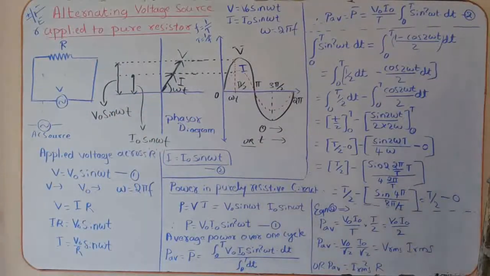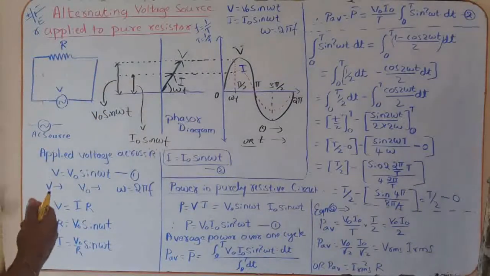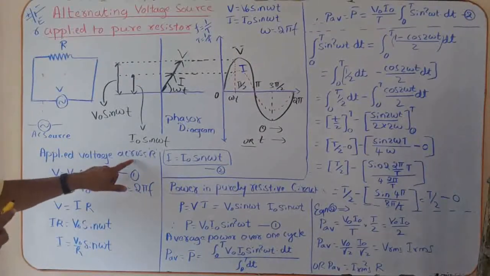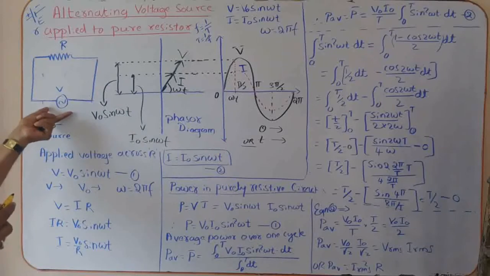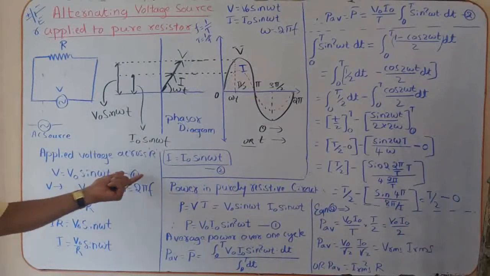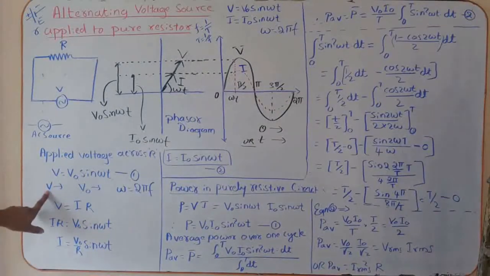Now what happens? Now see here. Now the AC source is applied to the pure resistor. Then what happens here? Now here the applied voltage across the resistance, that is the AC source, v is equal to V naught sin omega t. Equation number 1. Here v is the instantaneous value of voltage.